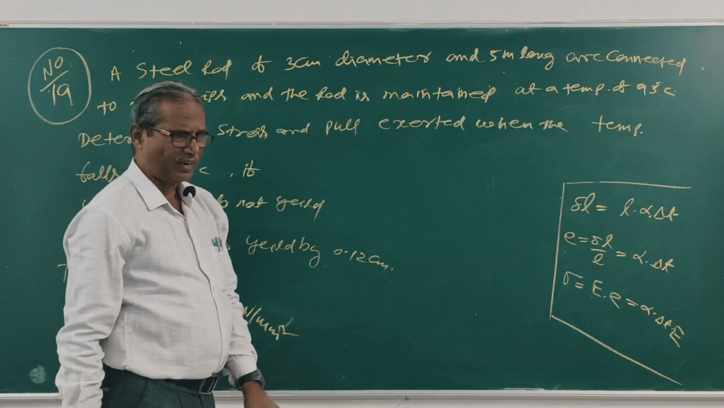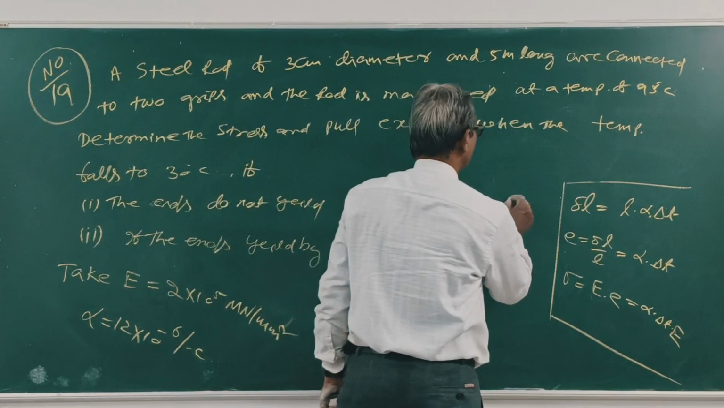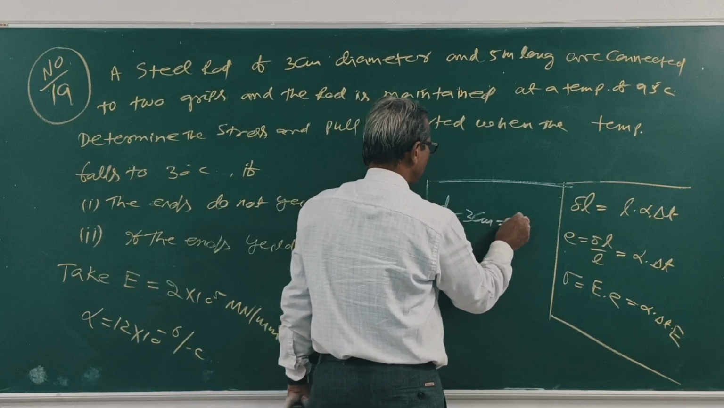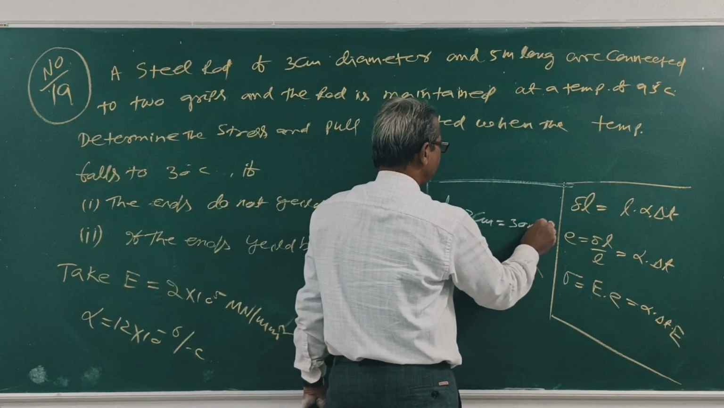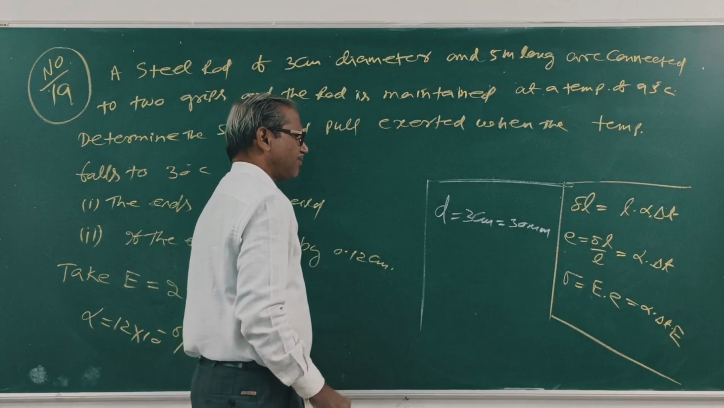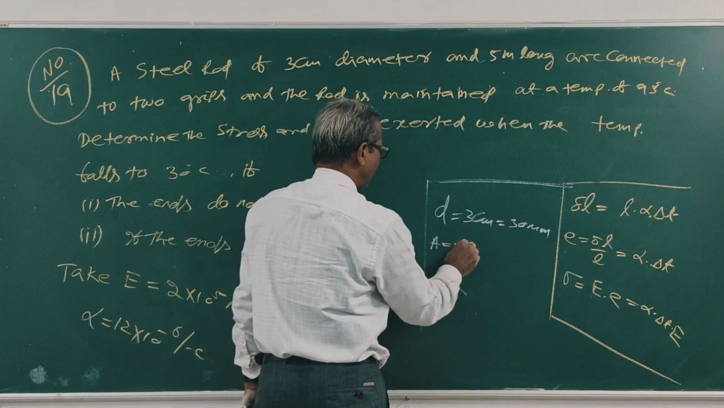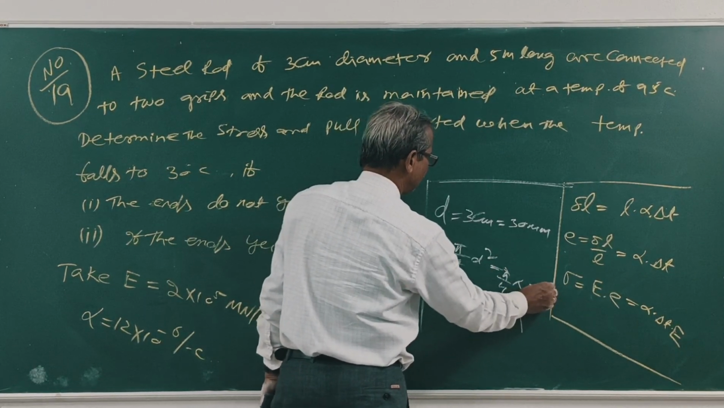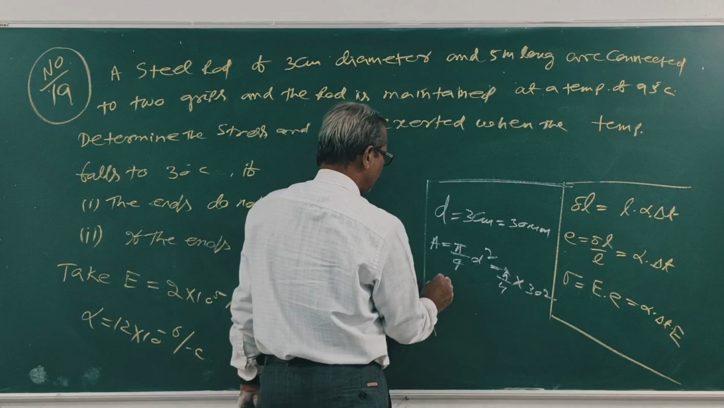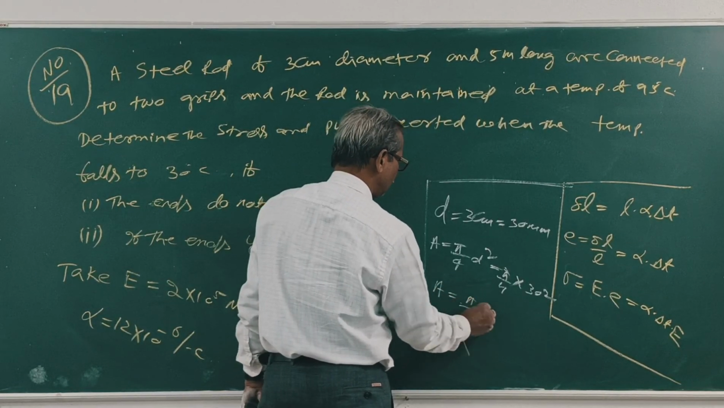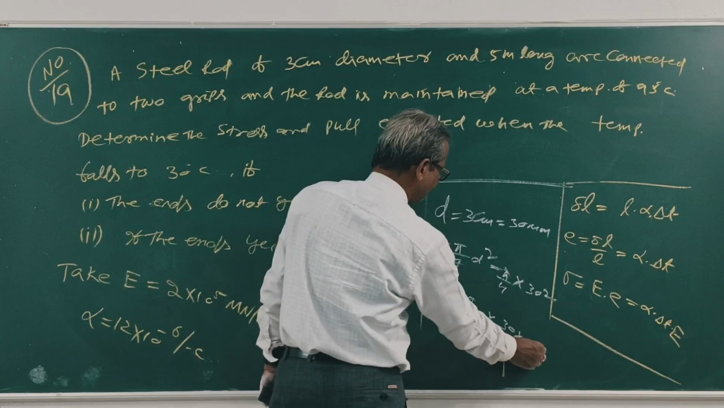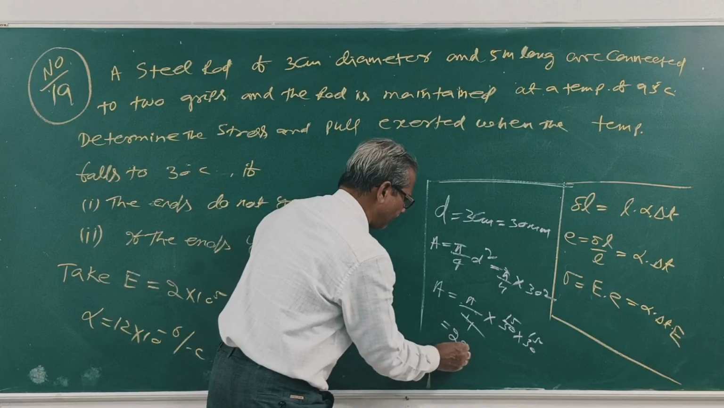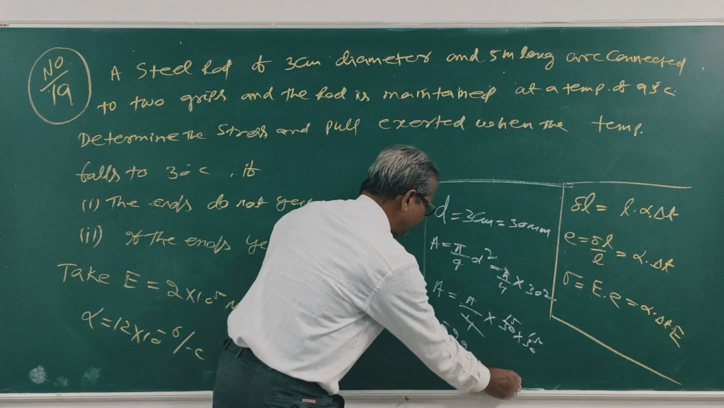First write the given data. Diameter D is equal to 3 cm, that is 30 mm. So what is area? Area is equal to pi by 4 into d square, so pi by 4 into 30 mm square. So A is equal to pi by 4 into 30 into 30, that is 15 into 15, so area is 225 pi mm square.